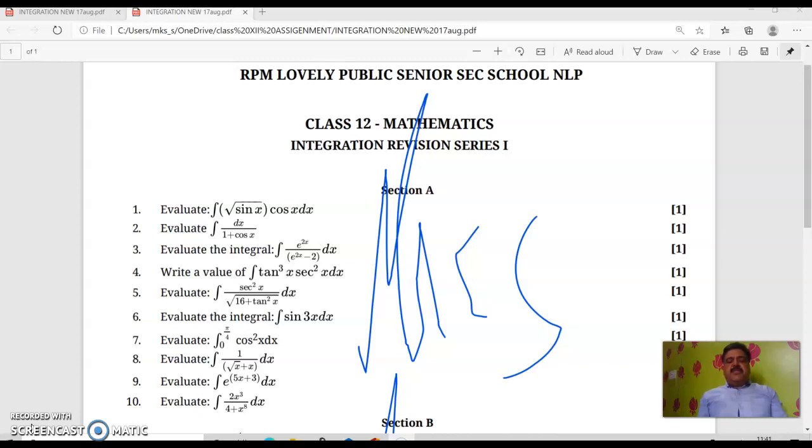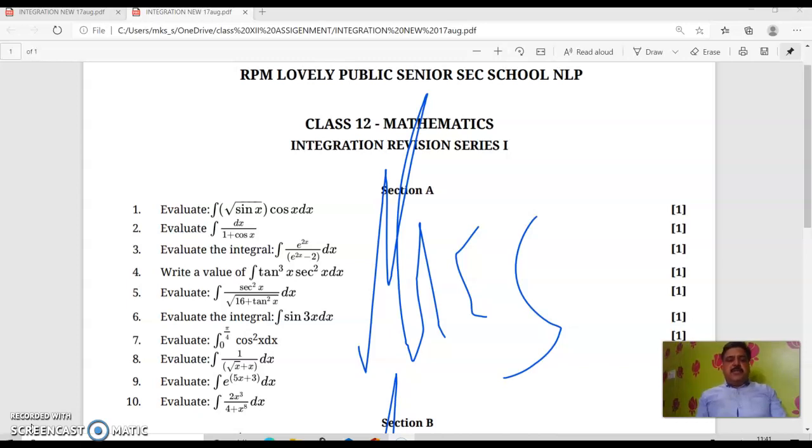Now, if you put sin x is equal to t, you will get cos x dx is equal to dt, and the type of formula which we'll be using is integration of x to the power n dx, which is equal to x to the power n plus 1 upon n plus 1. Now, following this, the second question, which is dx upon 1 plus cos x.